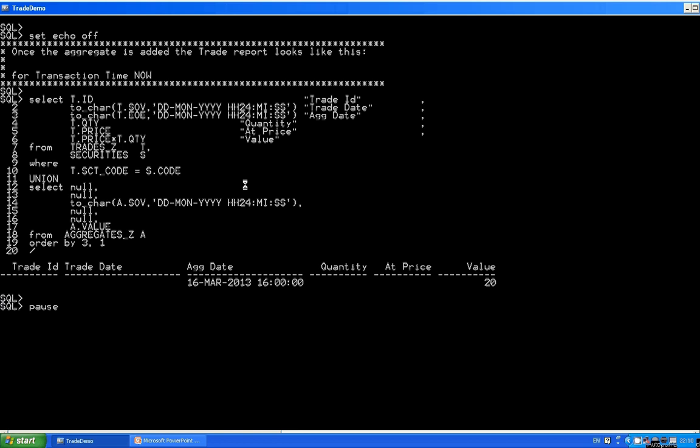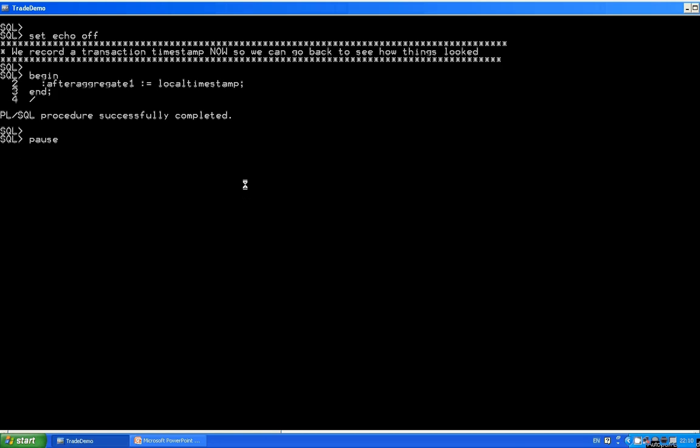If we now run the report, we can see that those 3 trades have gone, and there's 1 row for the aggregate. It's the same SQL statement that we used before, just at a different time. We're now going to take a quick transaction timestamp of the point just after we did that aggregate, so that we can come back to it at a later point in the script.